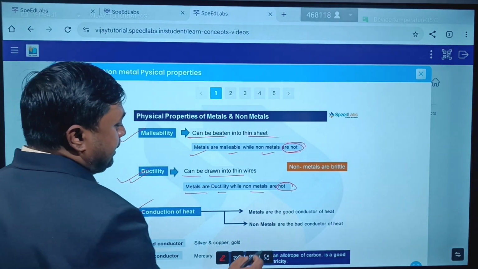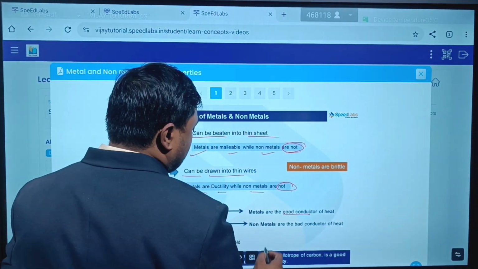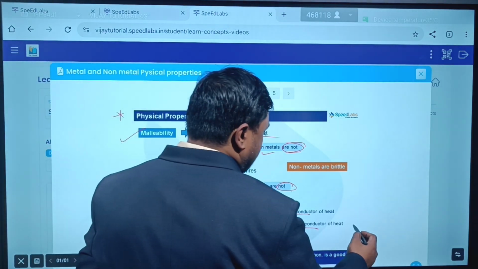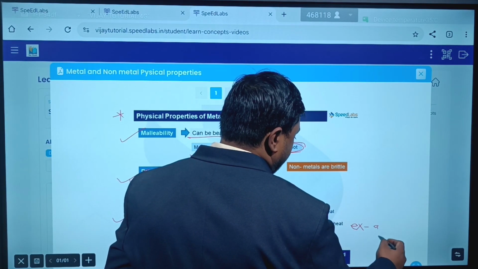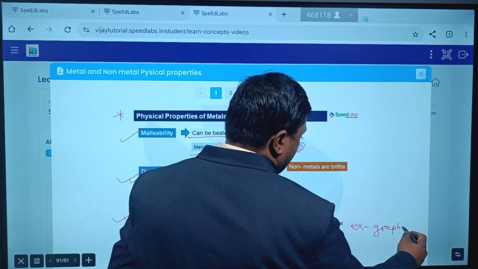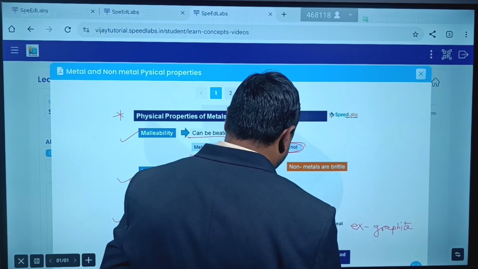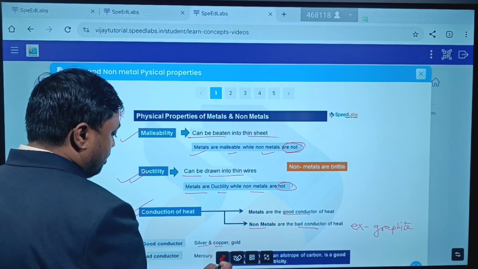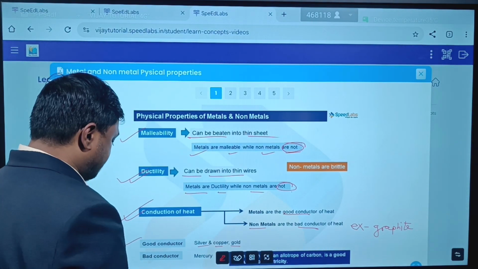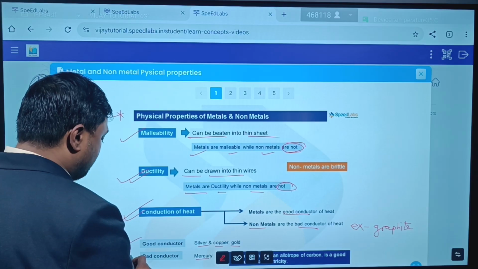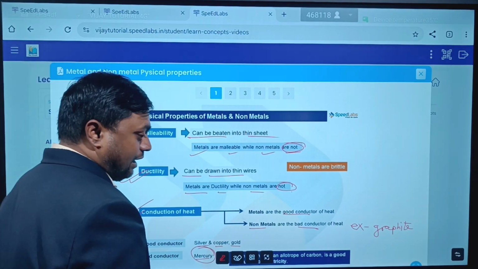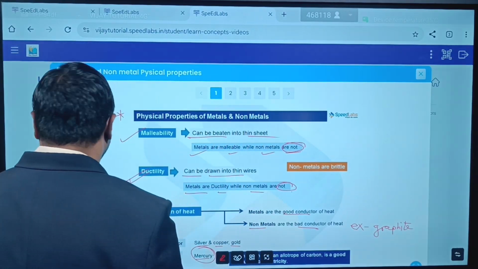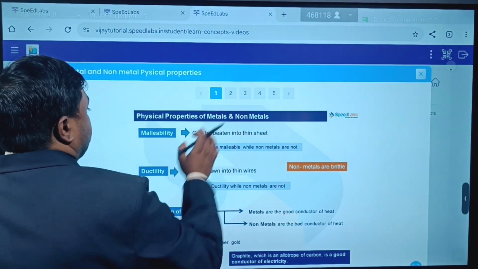Conduction of heat: metals are good conductors of heat, non-metals are generally bad conductors of heat, but some exception is there. Here for the exception you can write graphite. Graphite is a non-metal which is a good conductor of heat and electricity. Silver, gold and copper are very good conductors. Among bad conductors, mercury is a metal which is generally a poor conductor of heat. So these are some properties.